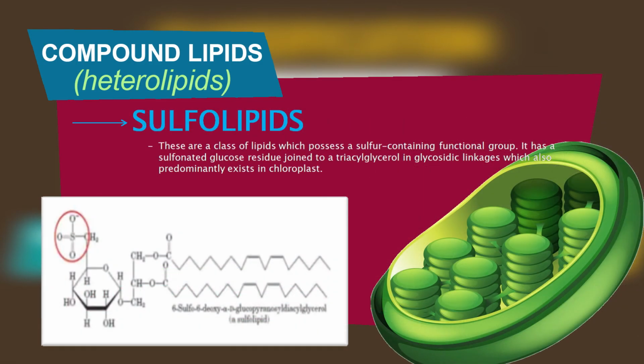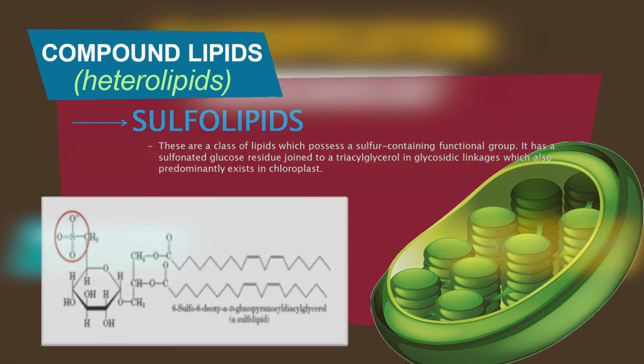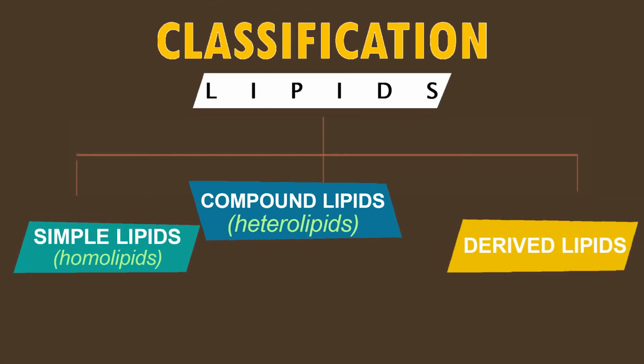Okay, the last type of complex lipids is the sulfolipids, which are a class of lipids which possess a sulfur-containing functional group. It has a sulfonated glucose residue joined to a triglycerol in glycosidic linkages, which also predominantly exists in the chloroplast of a cell.